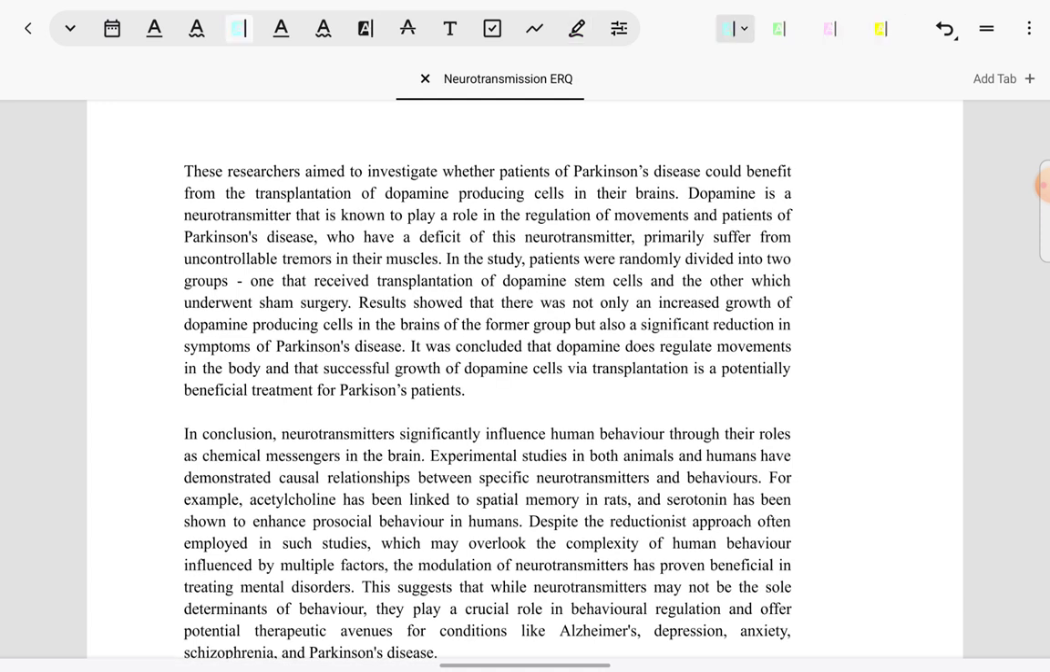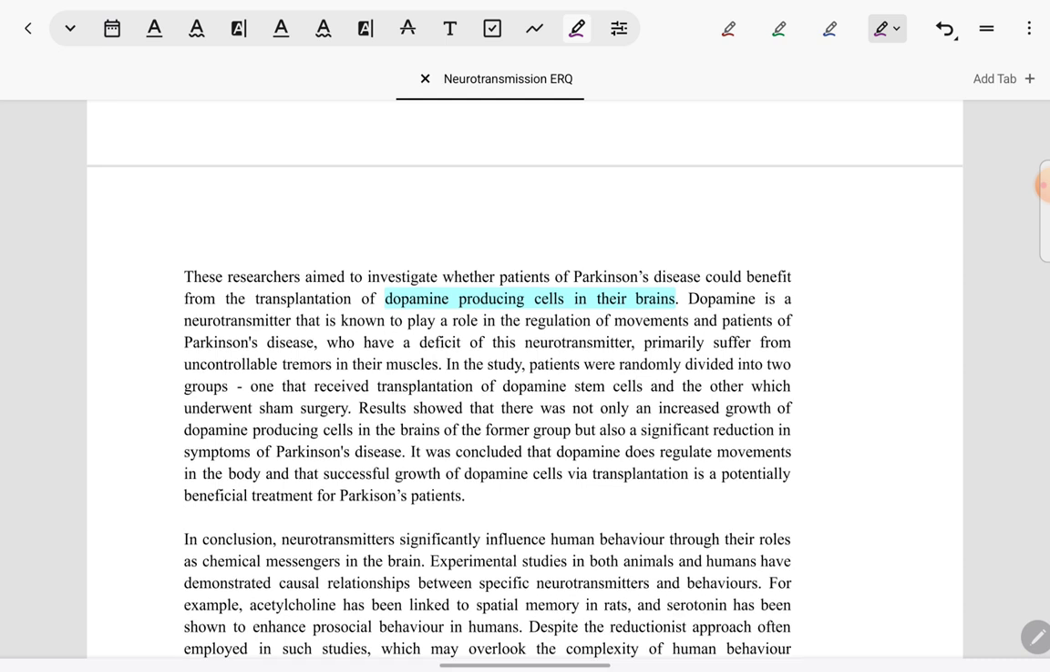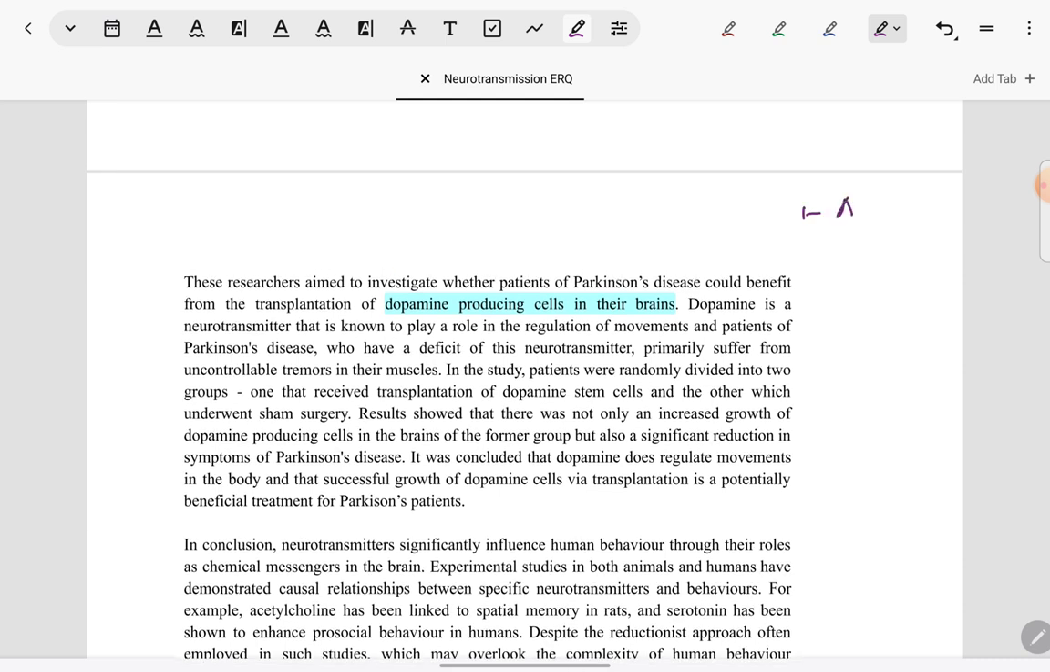Coming to the Freed study, again the same format: aims, procedure, results, conclusion. So in the aim, I'm able to bring about one more neurotransmitter. In the first argument, I spoke about acetylcholine. In the second, serotonin. In the third, I'm talking about dopamine. In the first, the behavior was spatial memory. In the second, the behavior was prosocial behavior or moral judgment. And in the third, it is going to be Parkinson's disease, overcoming of Parkinson's disease.